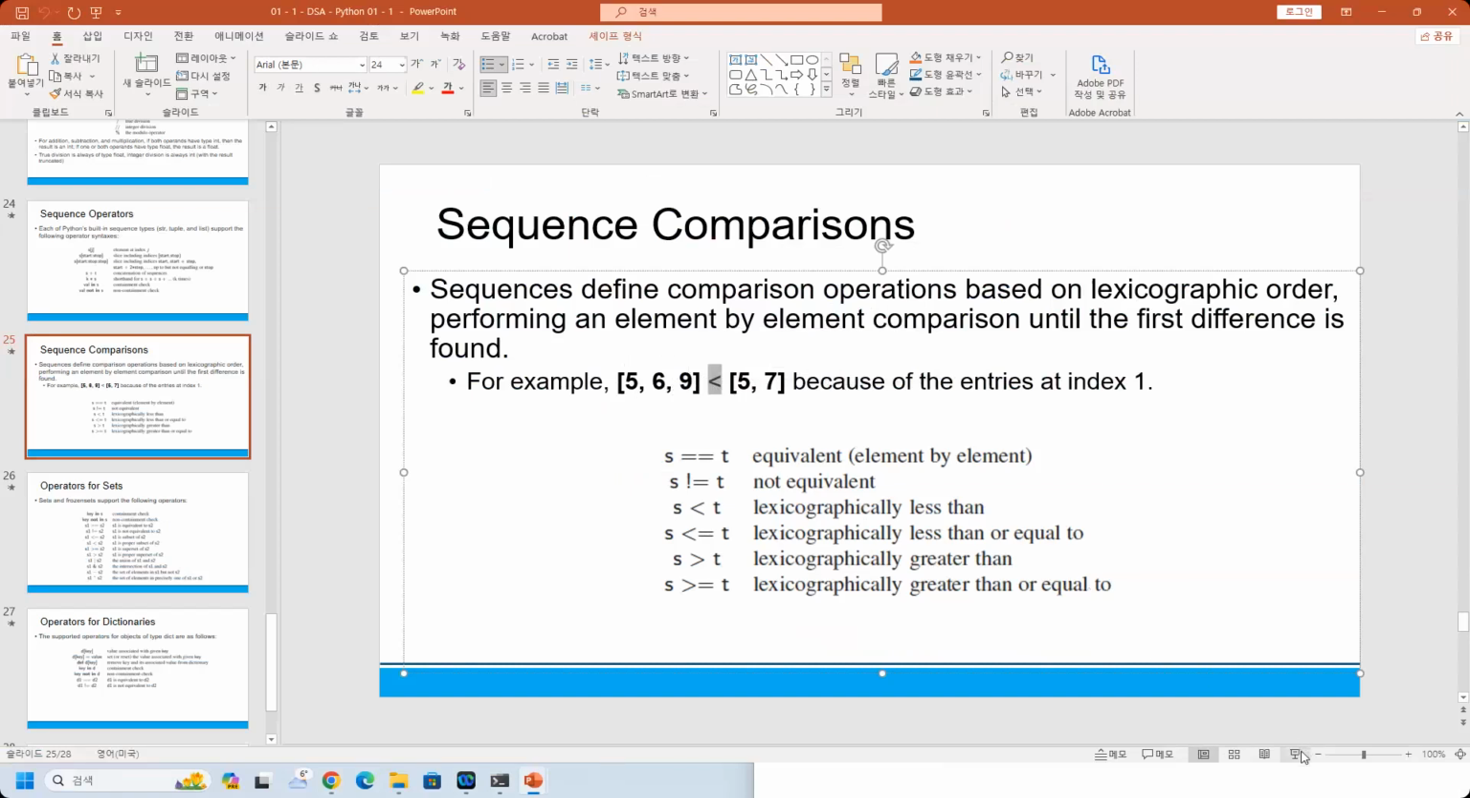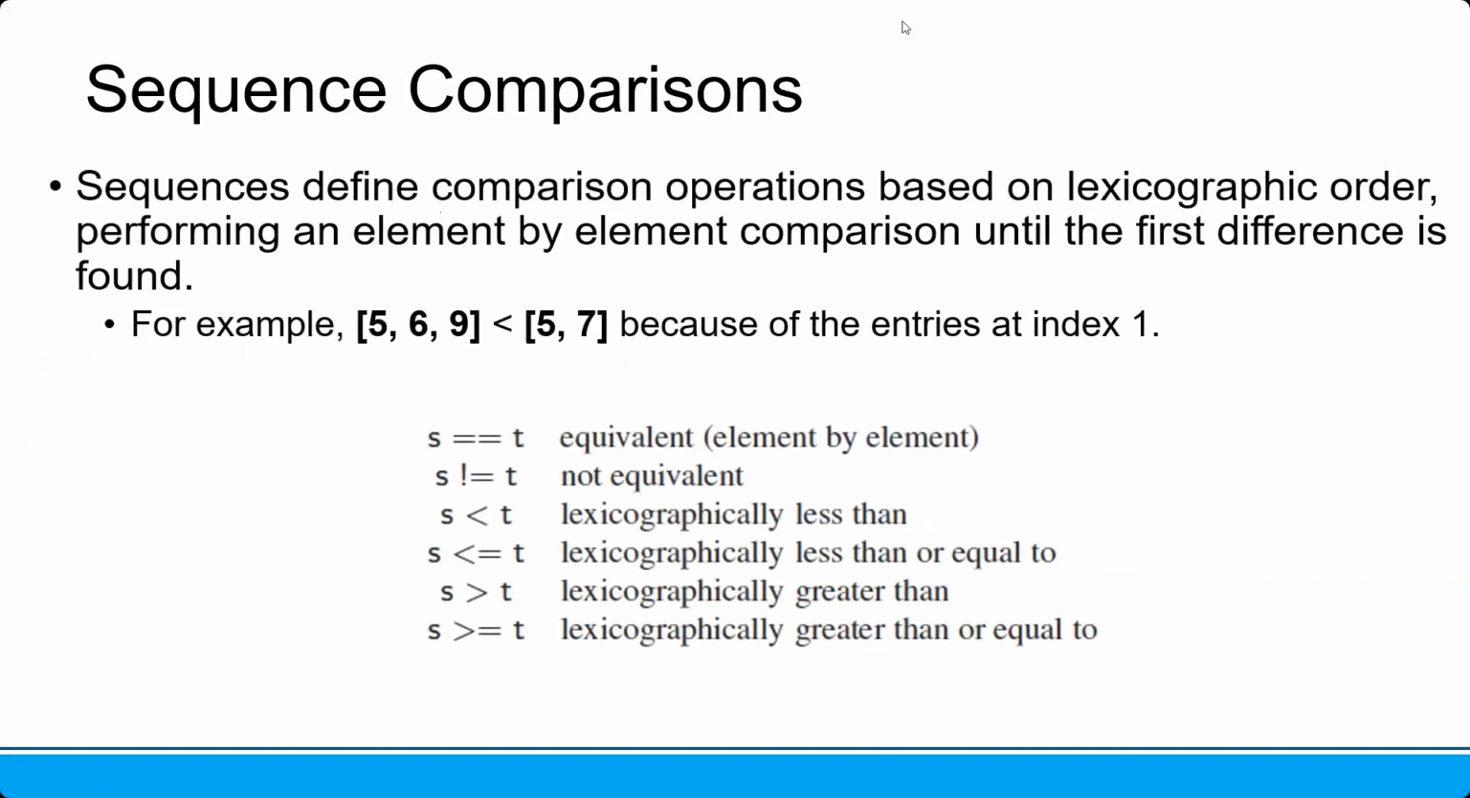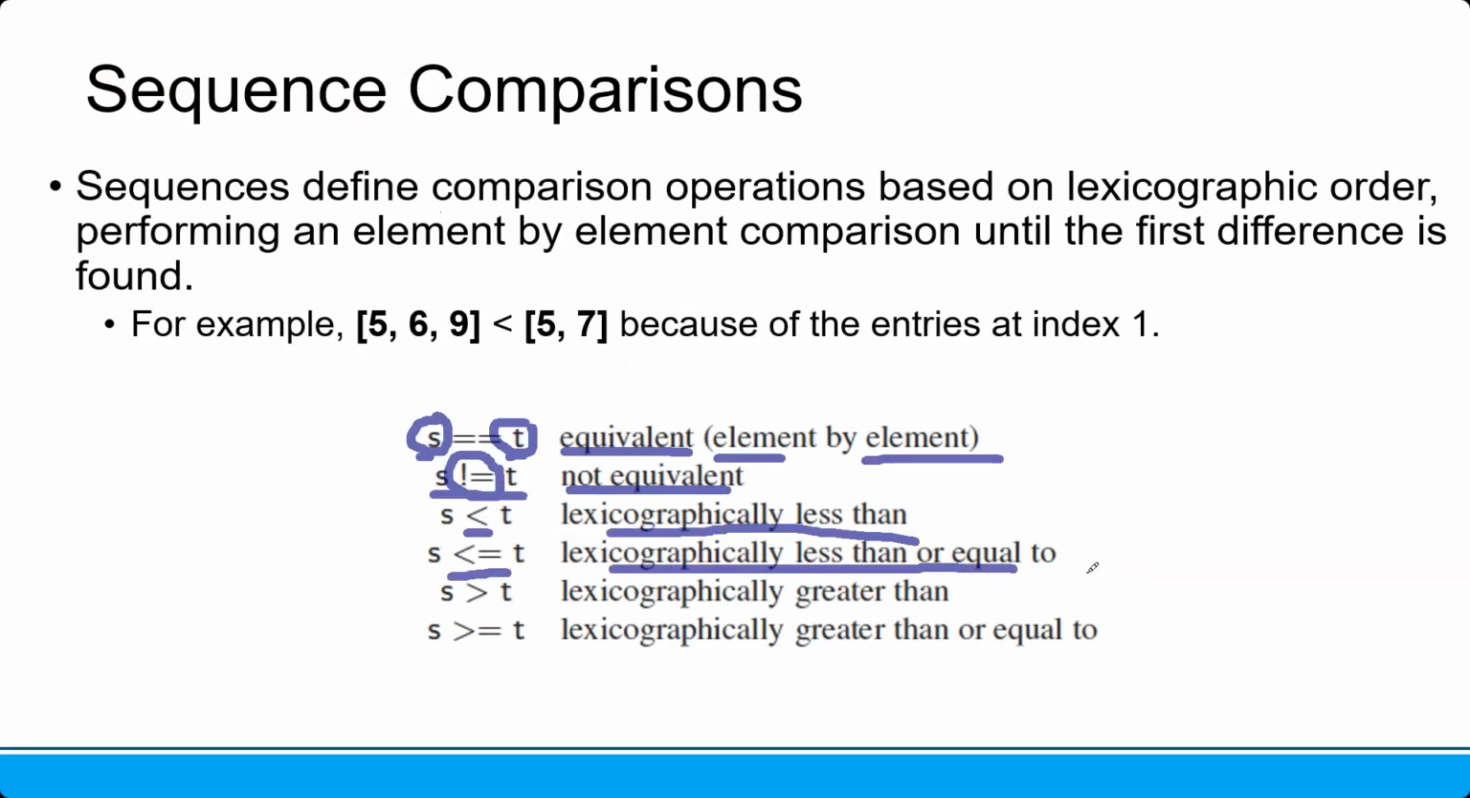This kind of comparison is good to show whether two lists or two sequences are equivalent. It means I want to see whether the list S and the list T are the same element by element. If I use the exclamation sign and the equal sign, it means not equal. Or this one is lexicographically less than. This one is lexicographically less than or equal to. This one is greater than. This is greater than or equal to.